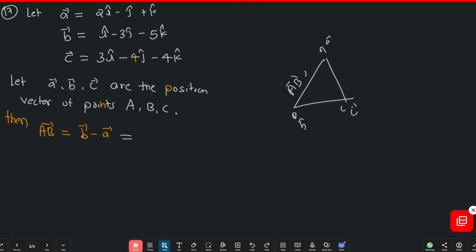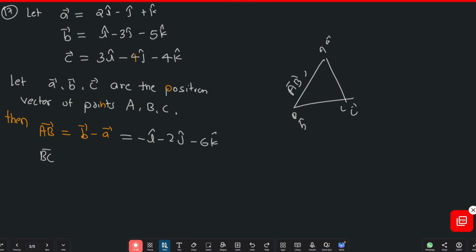It means 1 minus 2, that is minus i cap. And minus 3 minus 1, that is minus 3 plus 1, so minus 2j. And minus 5 minus 1, that is minus 6k.